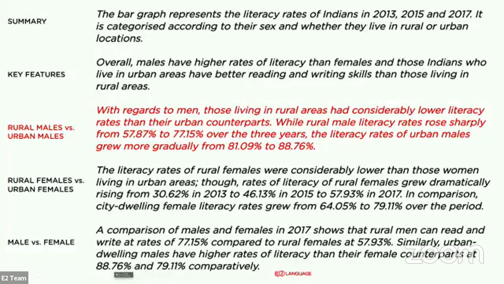With regards to men, okay, so I'm going to compare men. I'm going to compare rural men and urban men, or countryside men and city men. With regards to men, those living in rural areas had considerably lower literacy rates than their urban counterparts. While rural male literacy rates rose sharply from 57.87 to 77.15% over the 3 years, the literacy rates of urban males grew more gradually, from 81.09% to 88.76%.